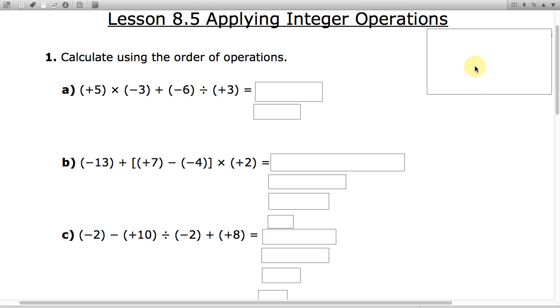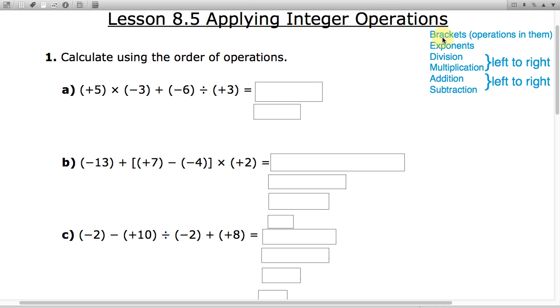So first of all, let's just talk about all the operations and the order of operations. I think most of you know about BEDMAS. We start with brackets and the operations that are within them. We do exponents. We do division and multiplication simultaneously, and we go from left to right. Addition and subtraction can be done simultaneously, and again you go from left to right.